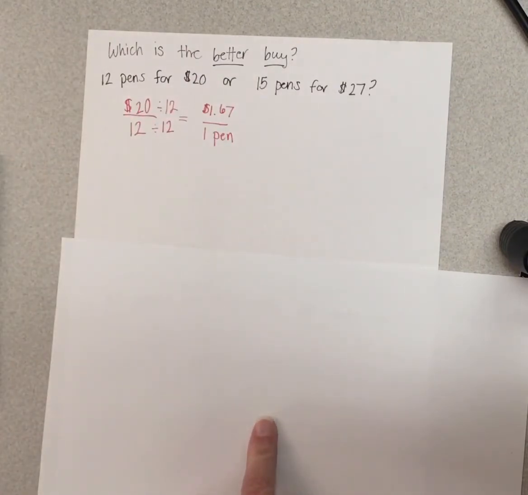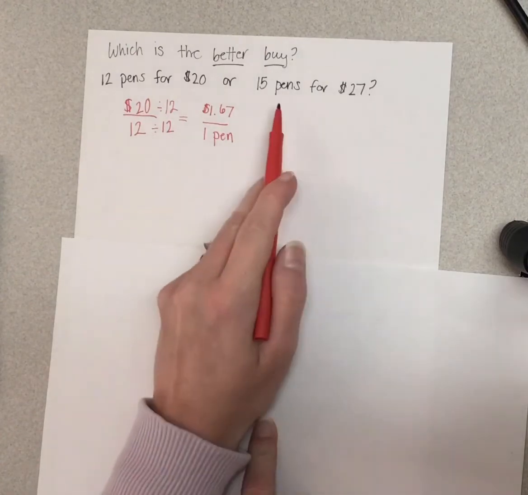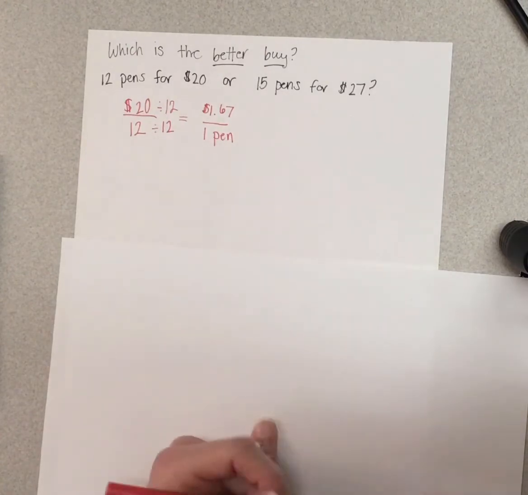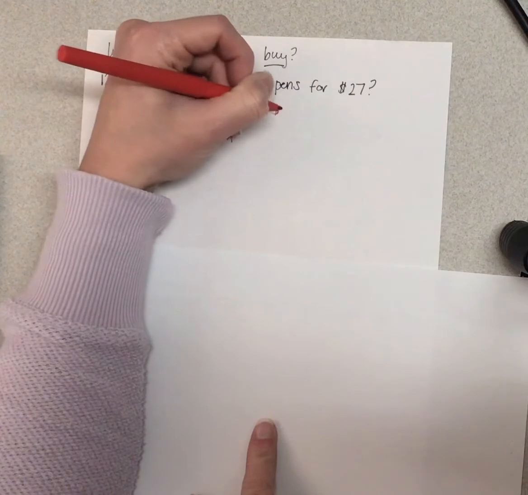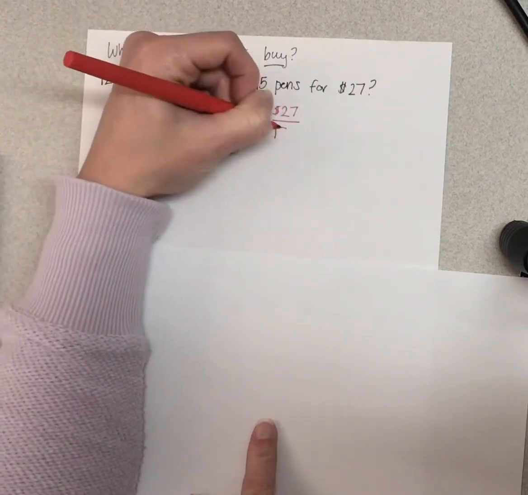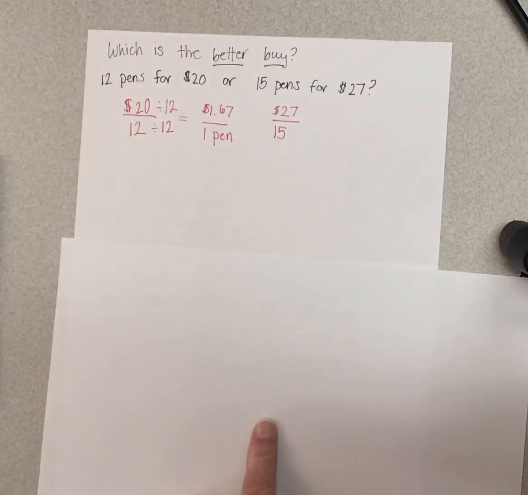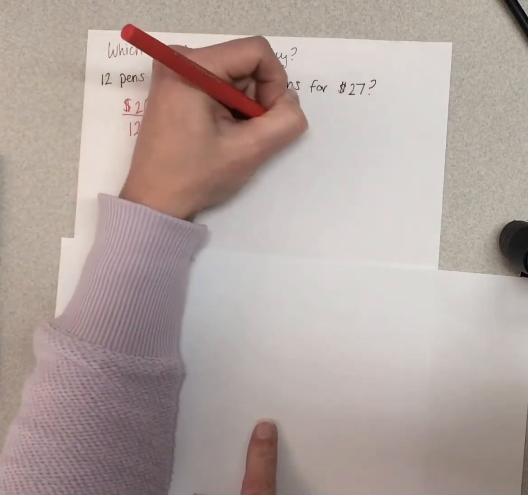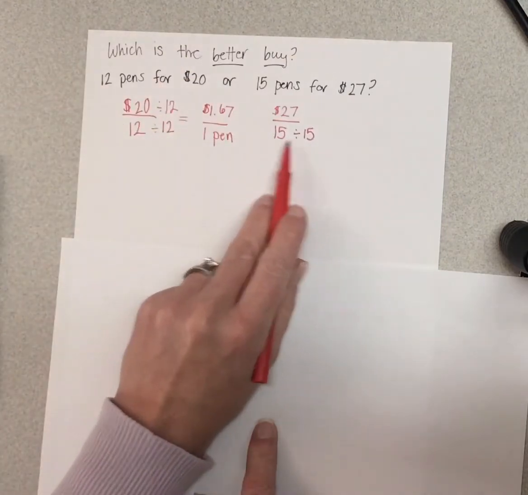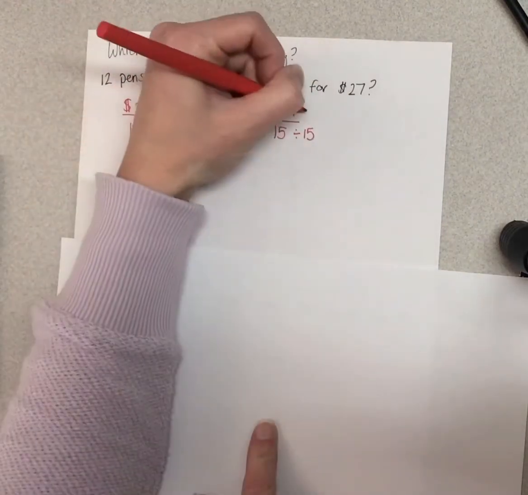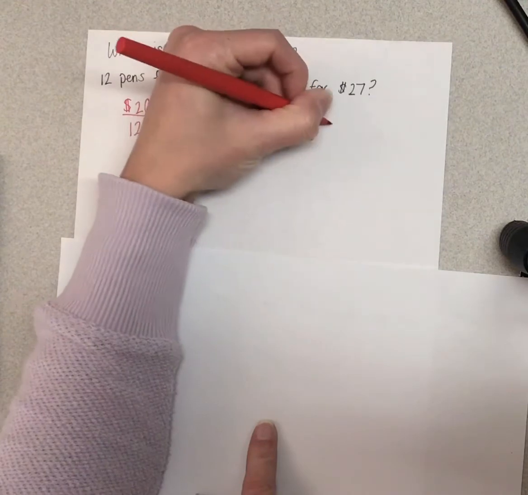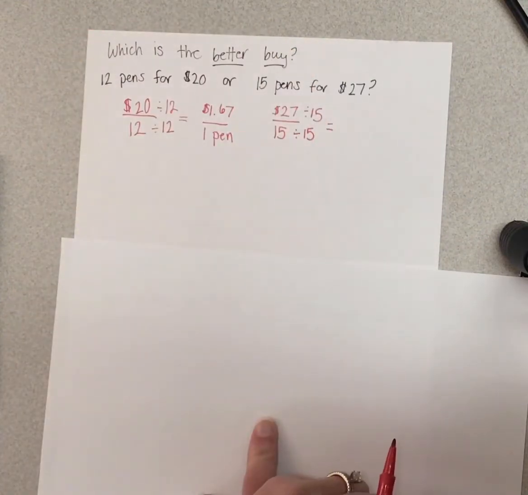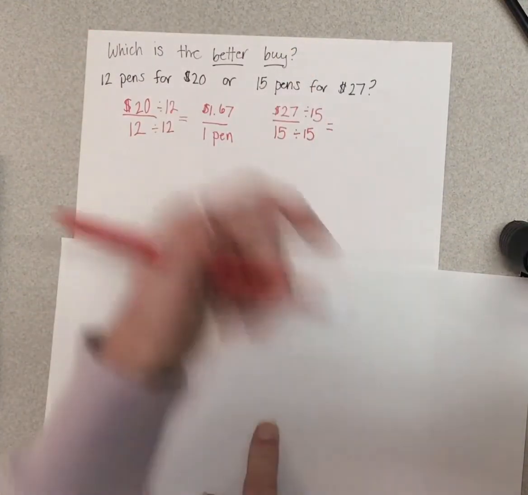Now let's go to our second set and do the same thing. This is 15 pens for $27. So in order to compare these two, we want to get that down to 1 pen. So I'm going to set it up, $27 for 15 pens. And to get down to 1 pen, I'm going to have to divide by 15, because dividing by 15 is the only way to get that 15 down to a 1. Since I'm dividing that bottom number by 15, I also need to divide that 27 by 15.